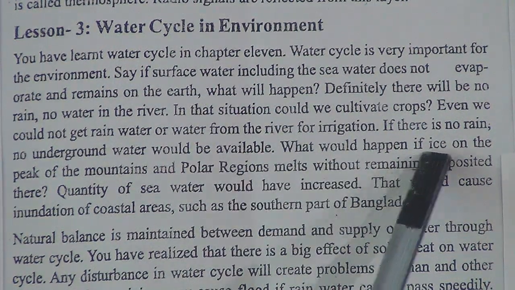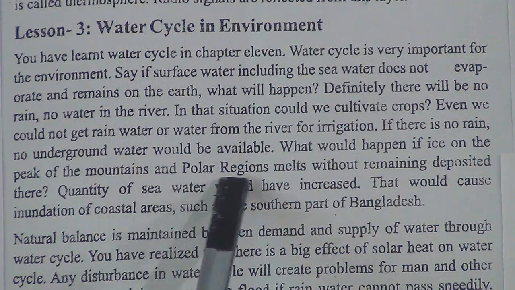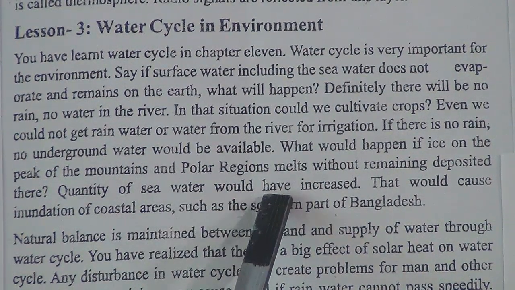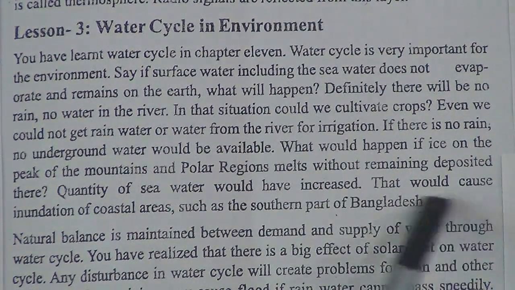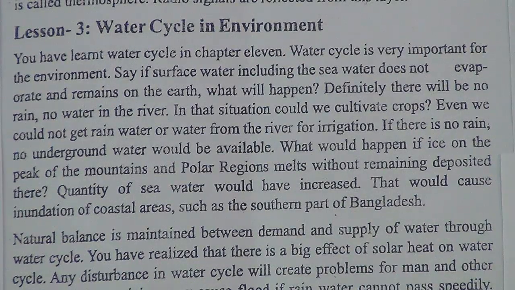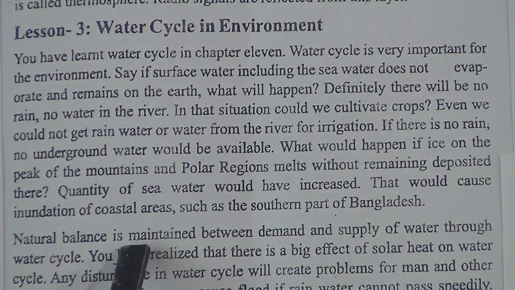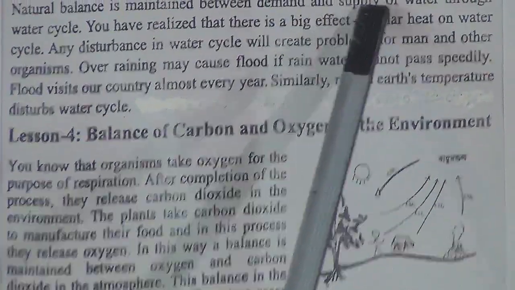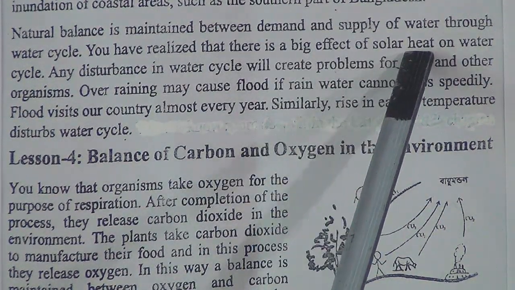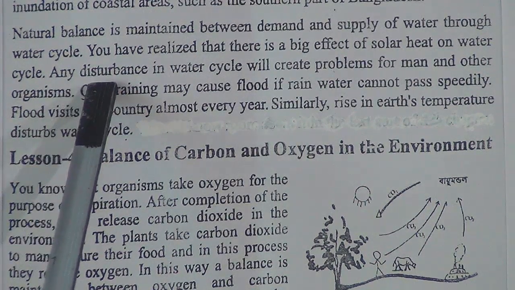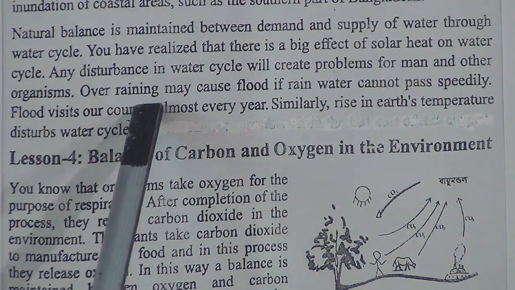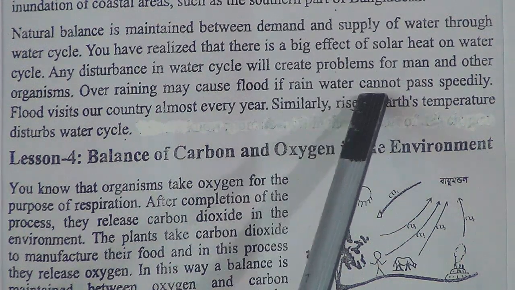What would happen if ice on the peak of the mountains and polar regions melts without remaining deposits there? Quantity of seawater would have increased. That would cause inundation of coastal areas such as the southern part of Bangladesh. Natural balance is maintained between demand and supply of water through water cycle. You have realized that there is a big effect of solar heat on water cycle. Any disturbance in water cycle will create problems for man and other organisms. Overraining may cause flood if rainwater cannot pass speedily.